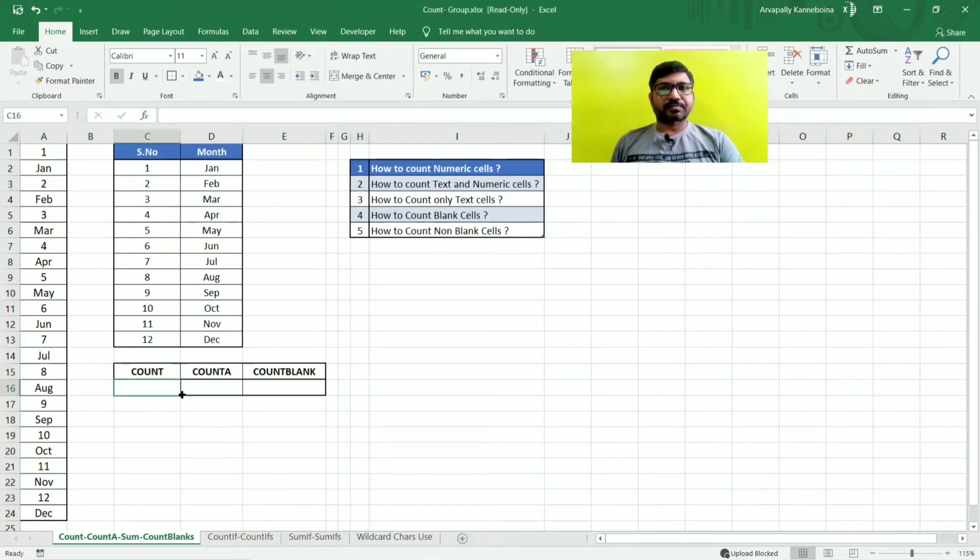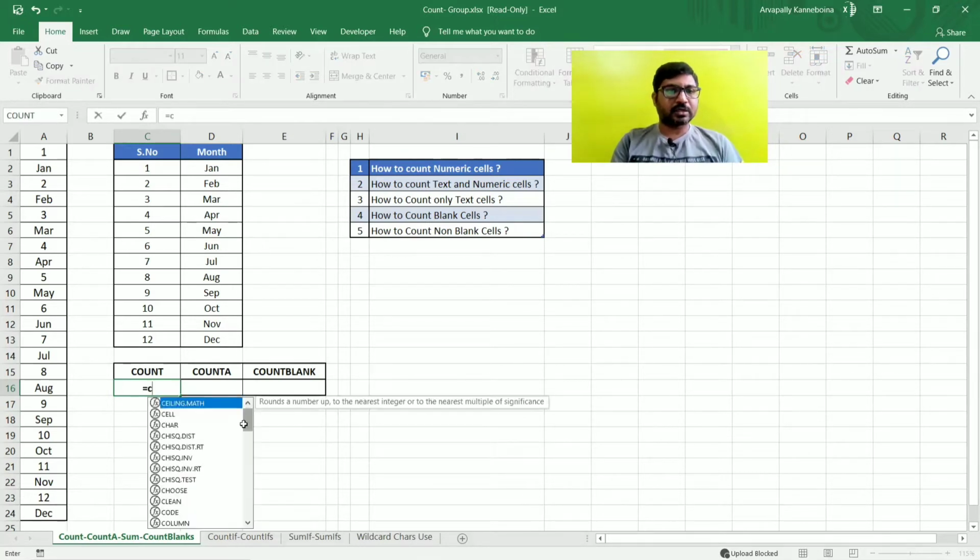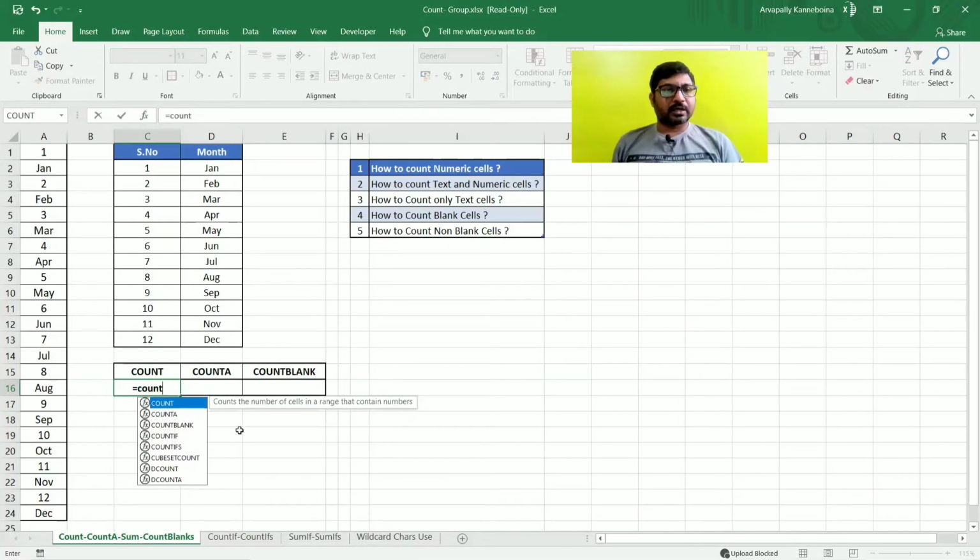The COUNT formula only counts the numbers in the range you have selected. So this is my range. The COUNT formula counts only numbers, not text. So let's start the formula. The syntax is equal to COUNT. The description: count the number of cells in a range that contain numbers, not text.